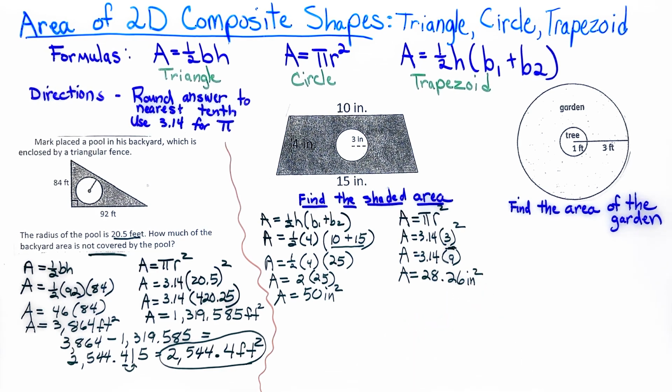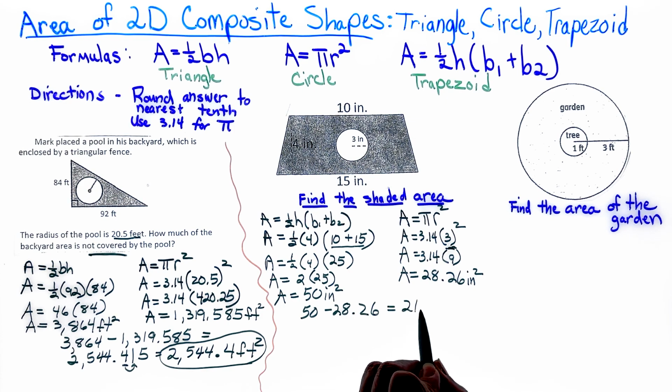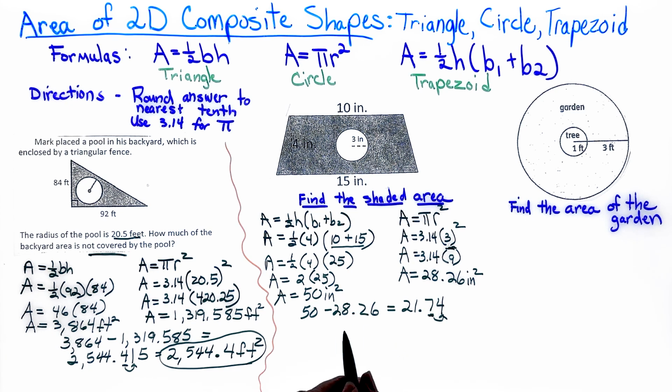Our units have to be the same. So now I'm going to have to do a subtraction problem, just 50 minus 28.26. And when you do that subtraction problem, you get 21 74/100. Remember, we want to round our answer to the nearest tenth. So I'm looking here, and the shaded area is going to be 21.7, because there's a 4 there, inches squared. And there is the answer to our problem.